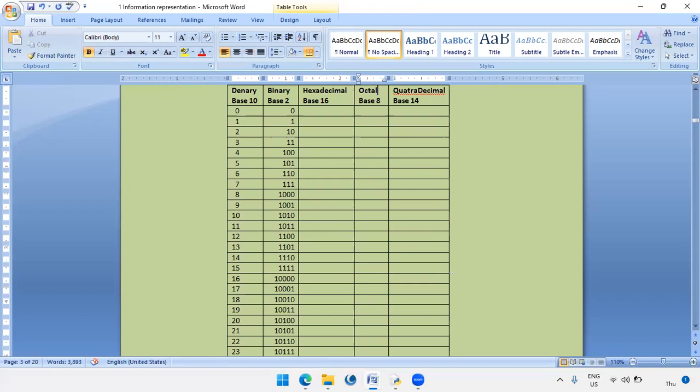Base 8, like octagon, octopus, 8 tentacles, like that. Starting with 0 as usual and going up to 7, because base minus 1. 8 minus 1 is the highest digit. Once you reach the highest digit, you have to make it 0 and open up a new column there.